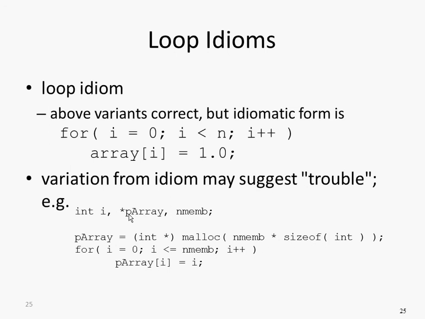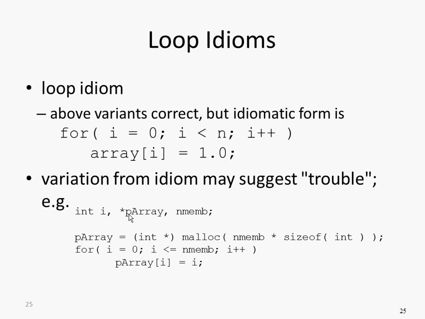And here we have this for loop. Now, what's not idiomatic about this? Why is this for loop non-standard? If this is less than or equal to, what would that lead to? Yeah, it will cause a problem because it will iterate up to the point where it assigns to an element of the array which hasn't been allocated. In other words, an element just beyond the end of the array.